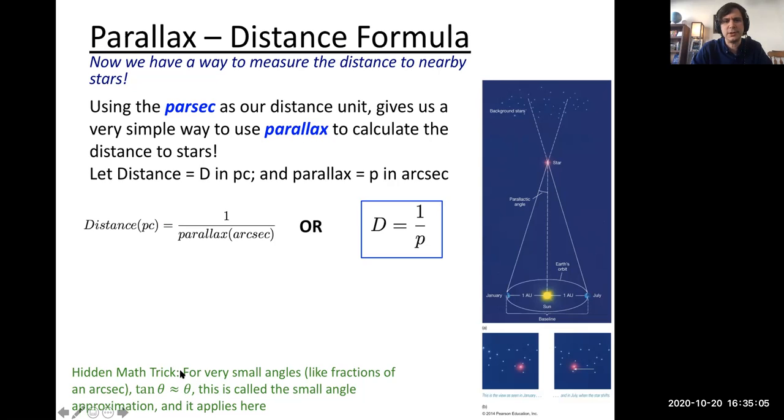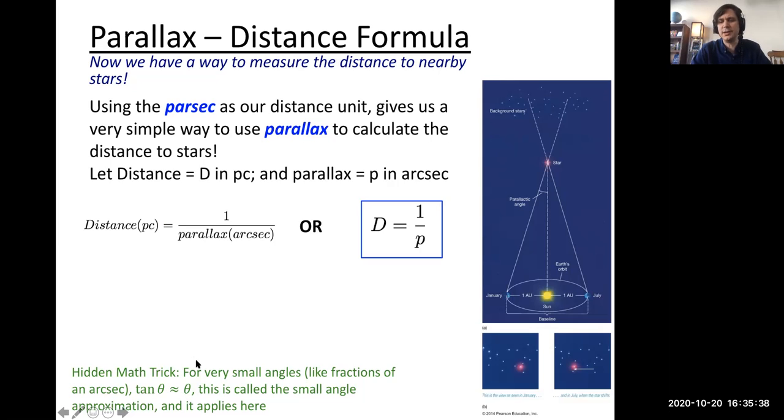So I did sweep something under the rug right here. There is a hidden math trick. You might be thinking, wait a second, wasn't there a tangent involved? Well, for very, very, very small angles, like fractions of an arcsecond, that's pretty darn small, the tangent of theta is approximately equal to theta. It's called the small angle approximation. And it works out really, really well here. So notice that this is really just distance is 1 divided by the tangent of theta, but theta is about theta. So it'll be just 1 divided by the angle.